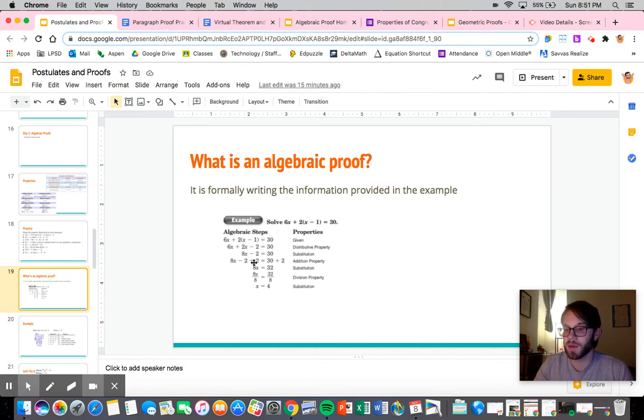-2 plus 2, you can substitute that with 0. So what they're saying, by the way, when they're saying substitution, is 6x plus 2 can be substituted with 8x. That's fine if you just say combined like terms. I get what you mean by that. But ultimately, that's why they're using substitution. And then division, and then substitution again. Okay? So that's really all we're doing in an algebraic proof.